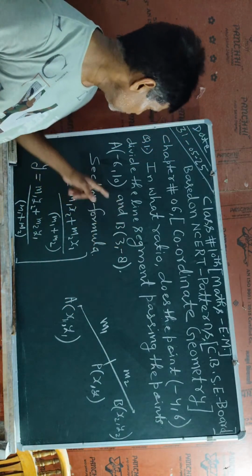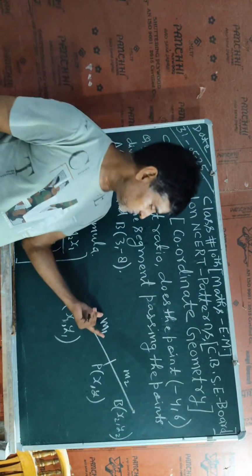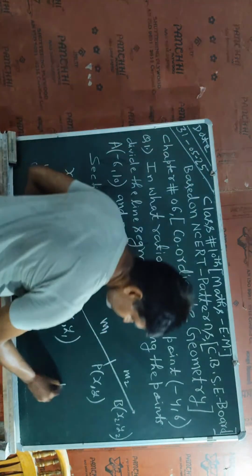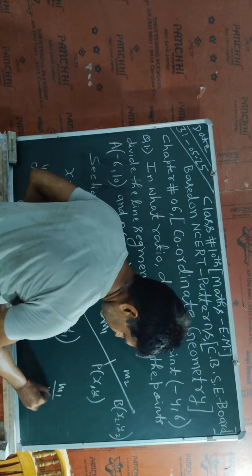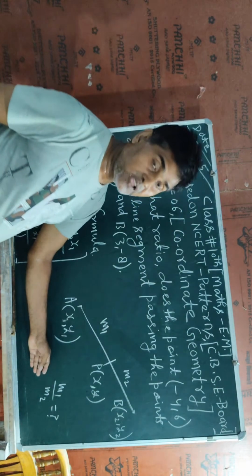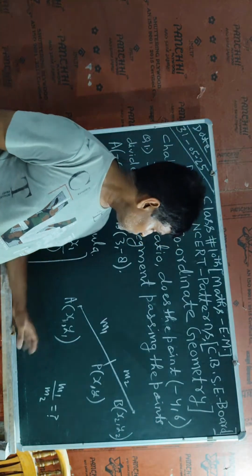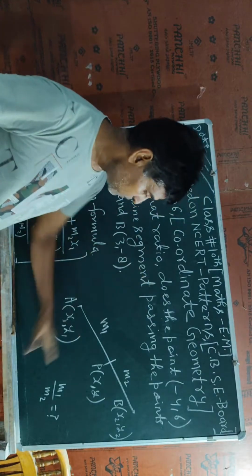Now further, we have to get the ratio. The ratio means we have to get the value of m1 divided by m2. Okay, this is the information which is asked in the question, so we have to find this ratio.